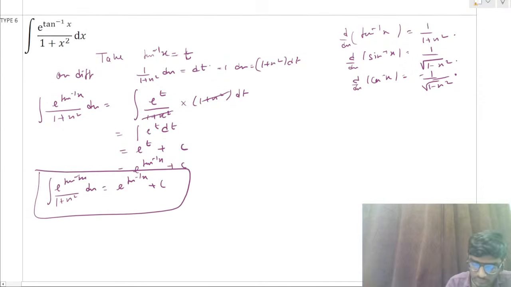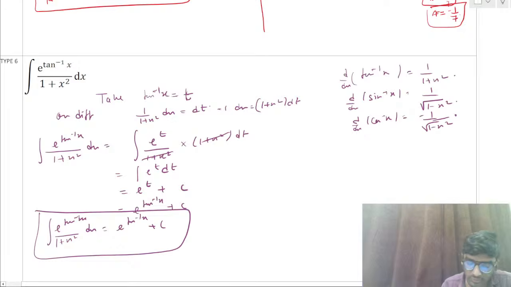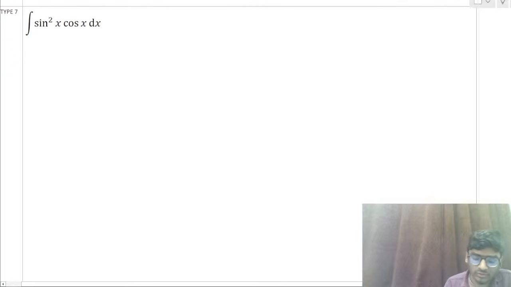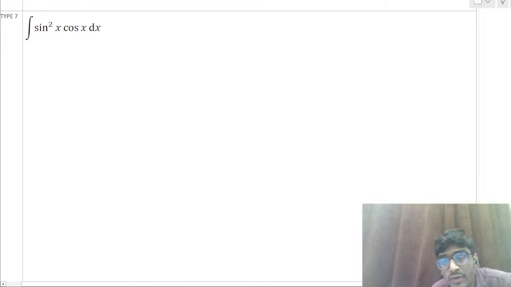Okay, now we have another type, the seventh type. This integral. I'm giving you 1 minute. Think about it. How are we going to solve it? Are we going to use the substitution method or any other method?